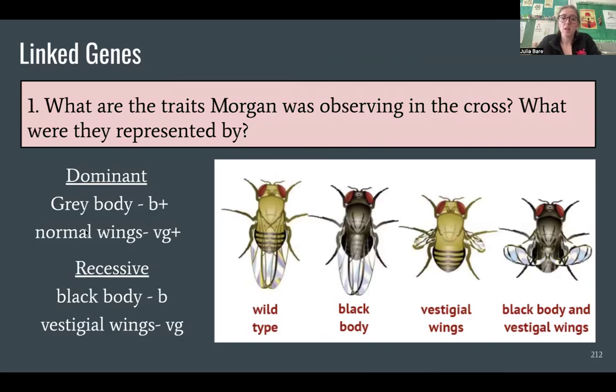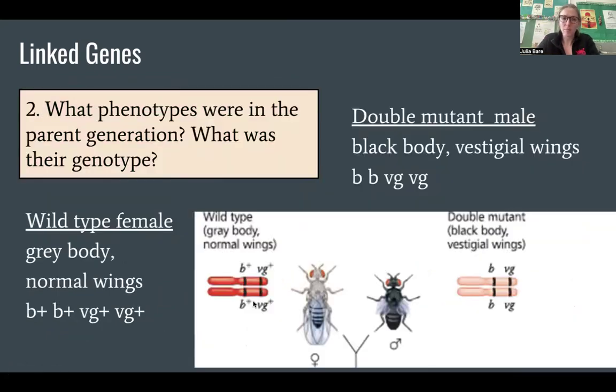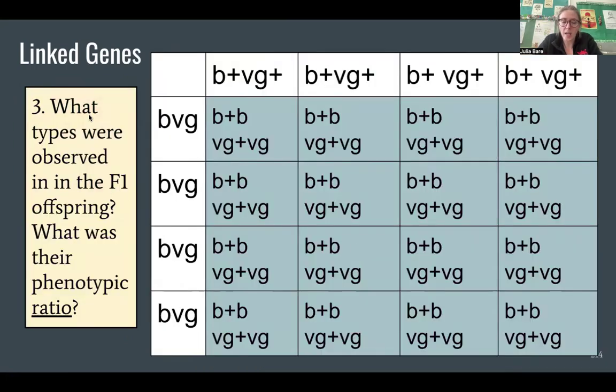So these are your alleles. You have the B plus, which is for the gray body, the VG plus, which is for the normal wings. Black body is the B, and vestigial wings is the VG. What phenotypes were observed in the parent generation? Okay, so we went over this. We went over the phenotypes and the genotypes. Now, what types were observed in the F1 offspring, and what was their phenotypic ratio?